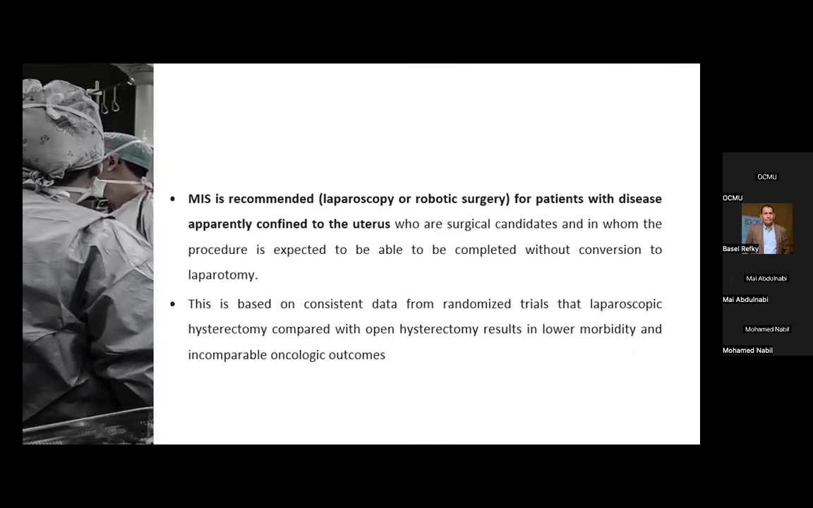Minimally invasive surgery is recommended for patients with disease apparently confined to the uterus, who are surgical candidates and whose procedure is expected to be completed without conversion to laparotomy. This is based on consistent data from a number of randomized trials that we will discuss now.